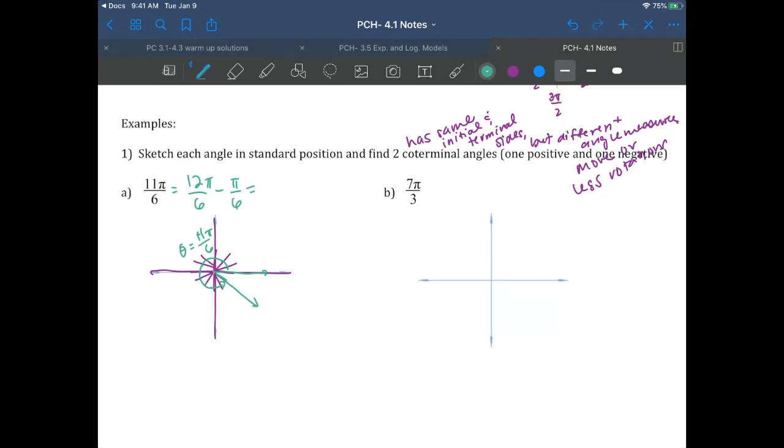Okay, and from there, what I want to do is find two coterminal angles. So for a positive coterminal angle, I'm going to take 11 pi over 6 and add 2 pi times n, where n is equal to any integer.